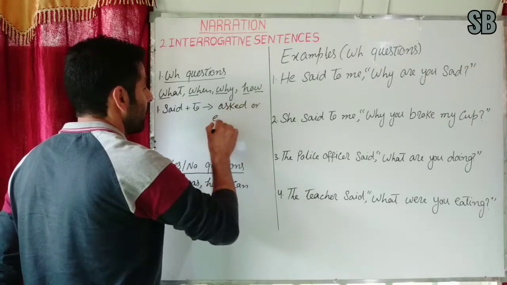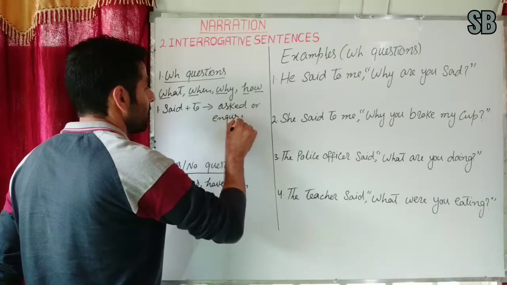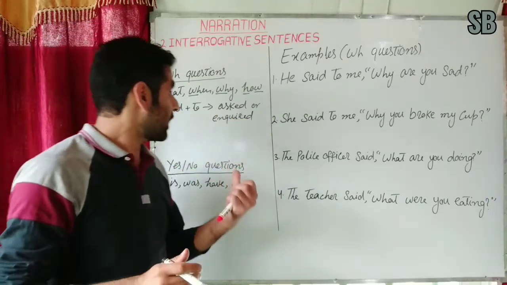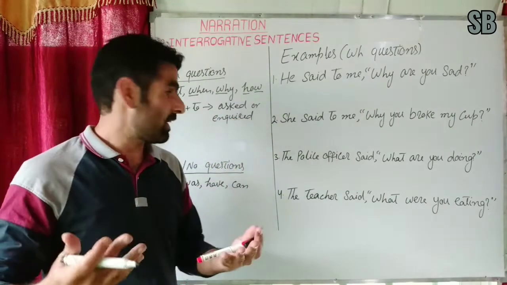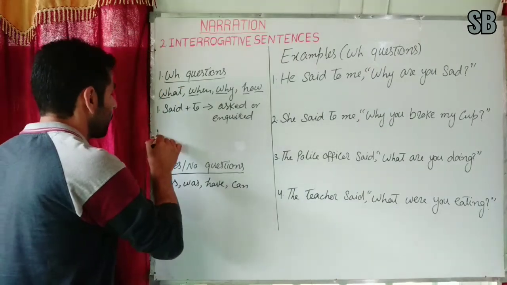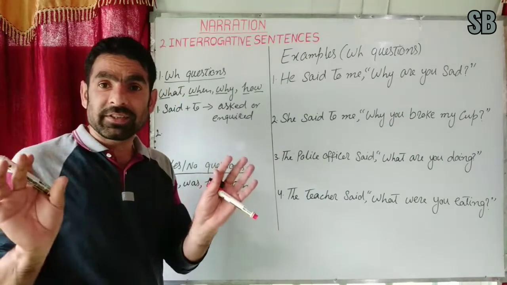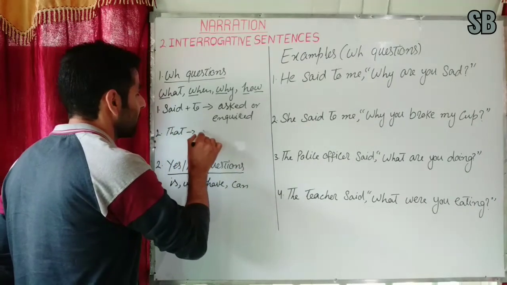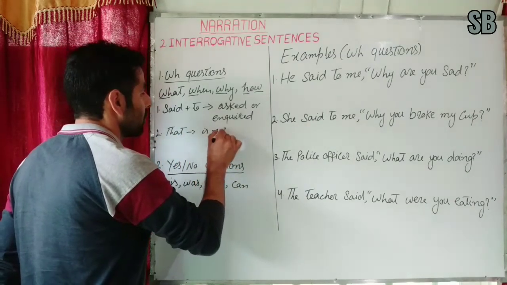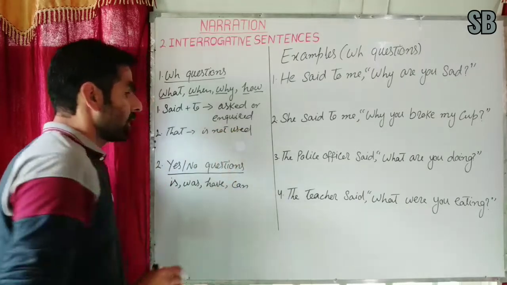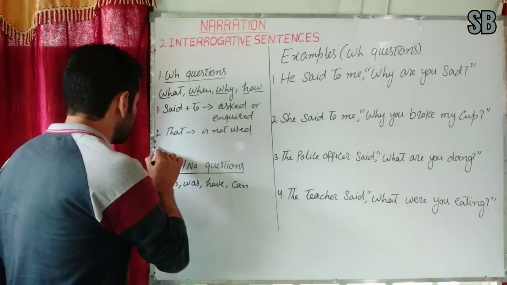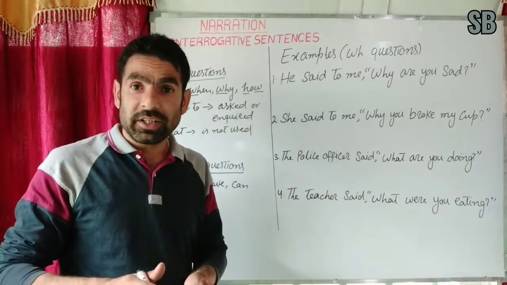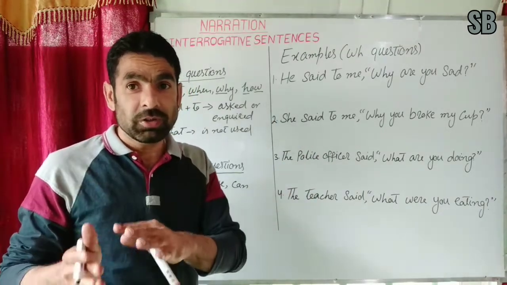asked or inquired. Said or said to is changed into asked or inquired. Second, conjunction that is not used. Third point, the tenses of WH questions are changed in the same way as we change them in assertive sentences.